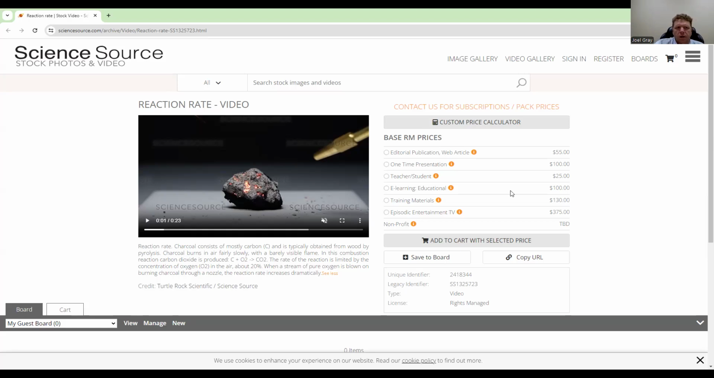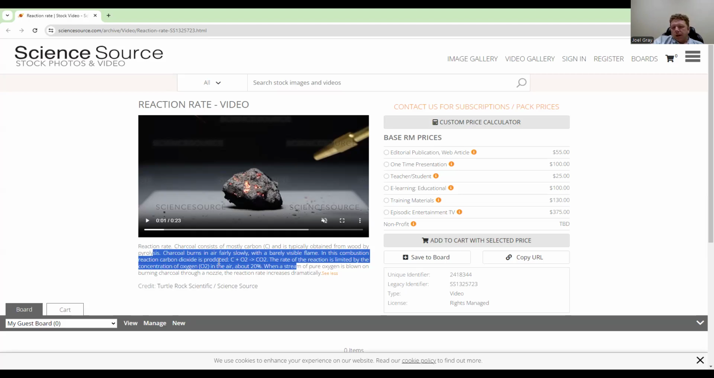Now, what we've got there is charcoal burns fairly slowly with a barely visible flame. In this combustion reaction, carbon dioxide is produced. We have C plus O2 to yield CO2. The rate of the reaction is limited by the concentration of O2 in the air, which, whenever I do this, the oxygen concentration is about 20%. So most of what I'm breathing in is nitrogen gas, carbon dioxide, and carbon monoxide, but hopefully very, very little of that because that's poisonous and that poison can be fatal.